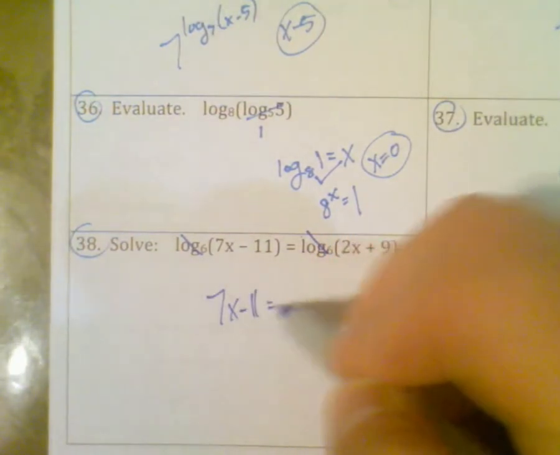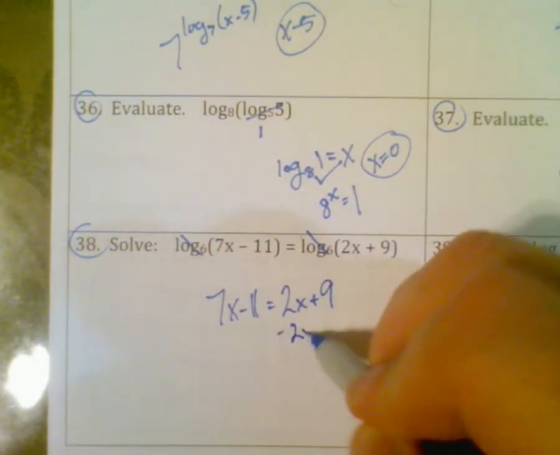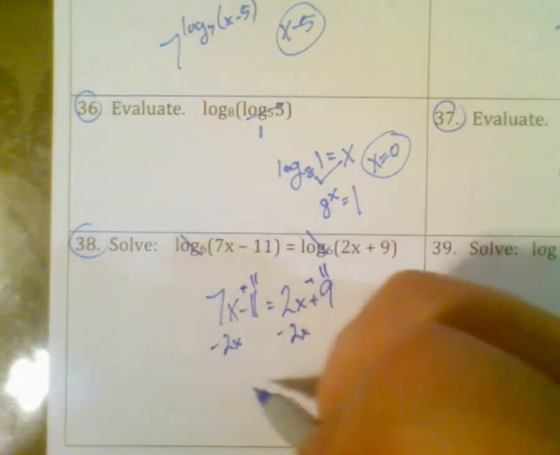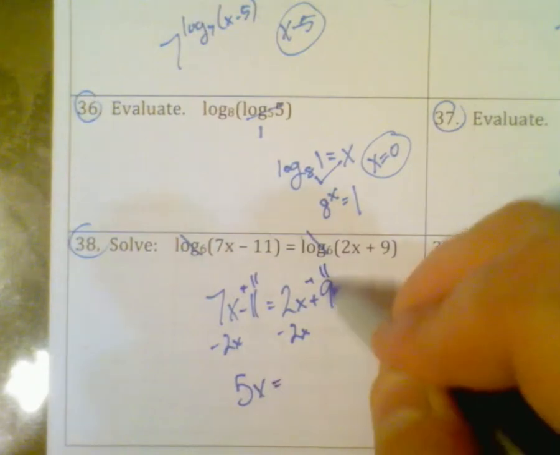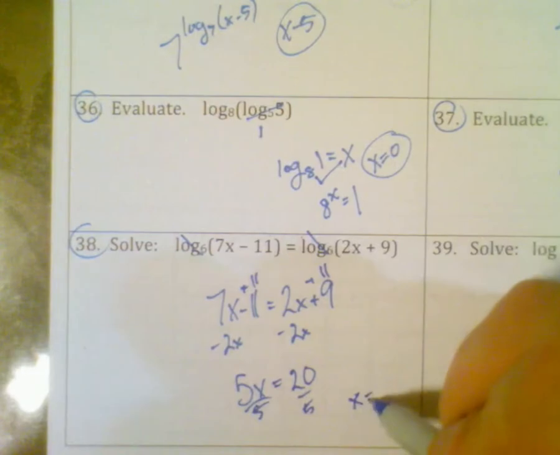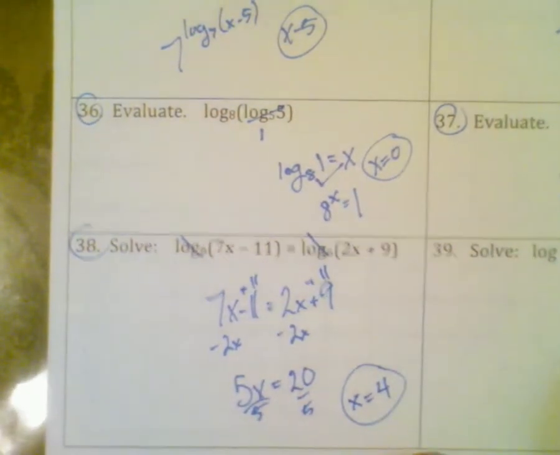And then you can take the stuff on the inside, set it equal to each other. And then that's fairly simple to solve. So minus 2x, plus 11, plus 11. So you get 5x here, and then we get 20 here. So divide by 5, x equals 4. Easy, right? Okay, next page.